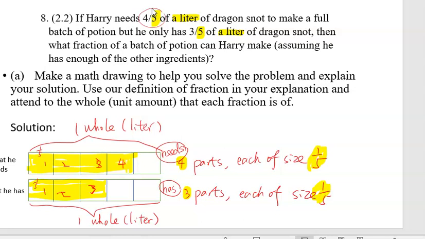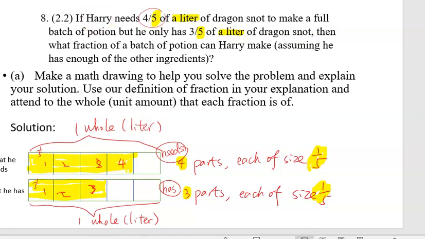So now we can forget about the fractions. When we look at the drawings, that's why we like the drawing method, because after you have the drawing, you don't have to worry about the fractions anymore. You just look at the number of parts. So you can turn the question into a different question.